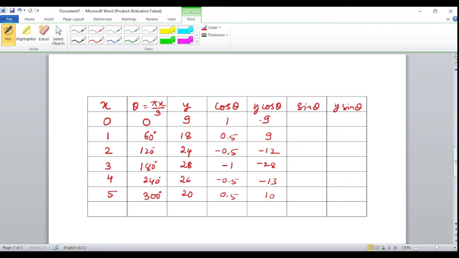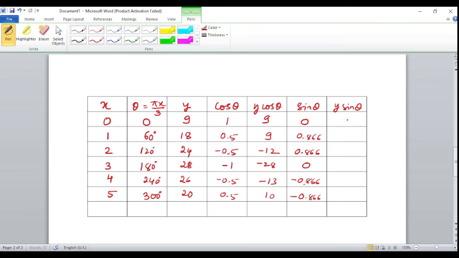Okay, finally, what is sine of 0? Sine 0 is 0. Sine 60 is 0.866. Sine 120 is also 0.866. Sine 180 is 0. Sine 240 is minus 0.866. And sine 300 is also minus 0.866.